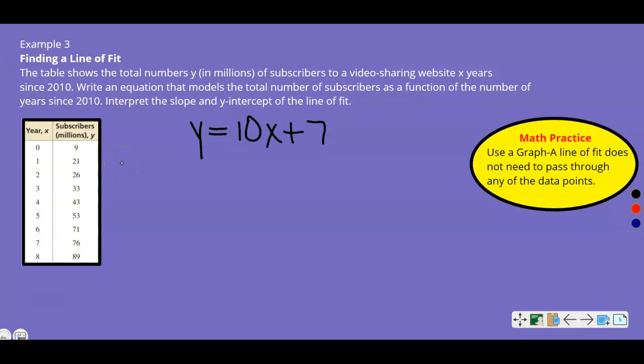And that's an equation that represents this data. It says to write an equation that models the total number of subscribers as a function of the number of years since 2010, and then interpret the slope and the y-intercept of the line. The slope is 10 and the y-intercept is 7. So in 2010, there were about 7 million subscribers, and the number of subscribers increased every year by 10 million. That's what these numbers represent.